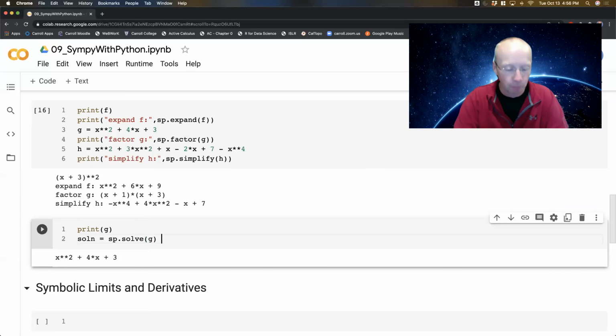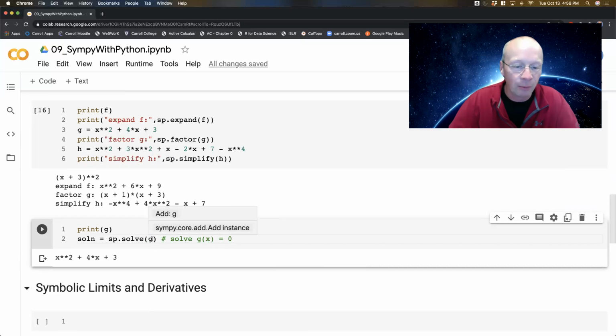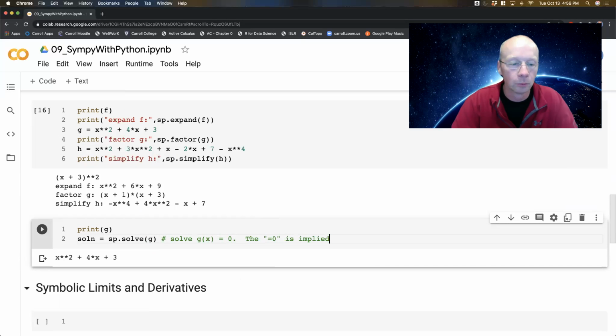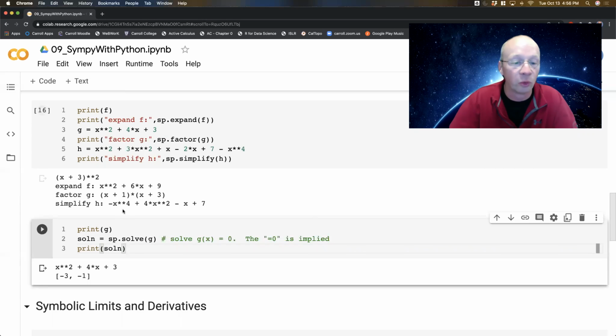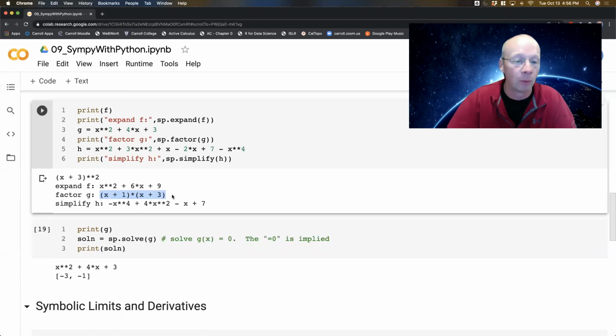Now, what this implies is that I'm solving the equation g of x equals 0. Now remember, g is just the name, so I'm not going to tell it g of x, and equals 0 is implied. And if I do that, well, I didn't print off the solution, and it gives me my two solutions, which we can actually see from the factored form up here. My solutions are -1 and -3. And it gave them to me in numerical order, which is great.